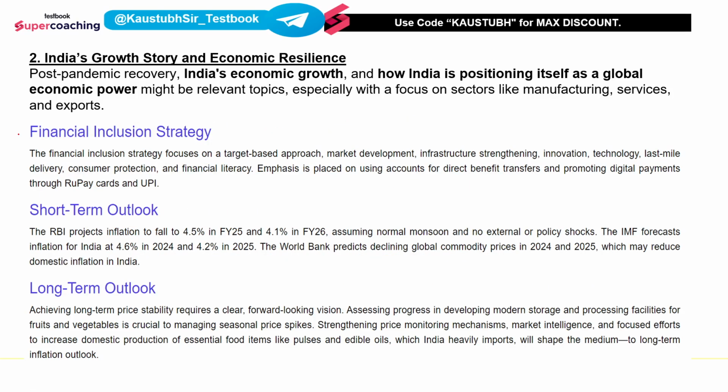These are some pointers. You can also add financial inclusion strategy, because financial inclusion you can see everywhere. It is a very widely discussed topic. Target based approach, market development, infrastructure strengthening, innovation, technology, last mile delivery. These words are very important. If you add these words in your essay it becomes a wonderful essay to read. It looks like you have covered each and every point in detail. Consumer protection, financial literacy, everything has been talked about. You can also talk about RuPay cards and UPI, which are promoting digital payments.